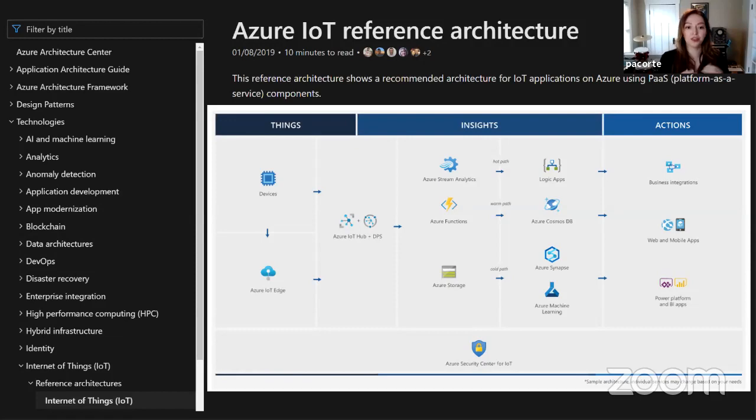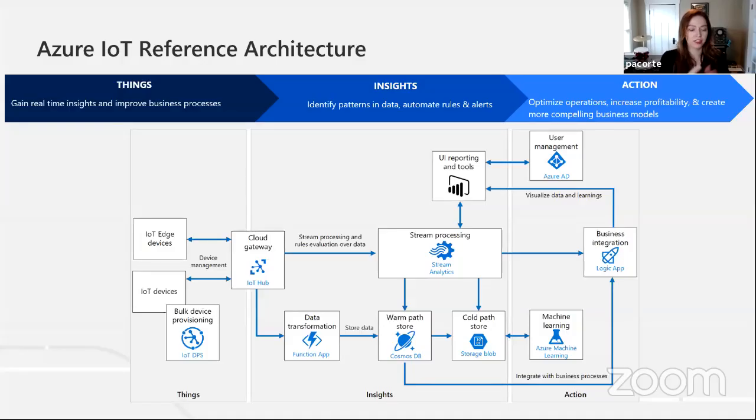So you have things, which I think I have a better slide for. You have things where you're actually connecting different devices. So you have edge devices, and you have normal devices that can connect directly to the cloud. And then you have insights, where you can identify those patterns and create rules and alerts, but it's all about gathering those insights. And then you have actions, and this is where you could do your business integration. So just giving you an example of things, insights, and actions.